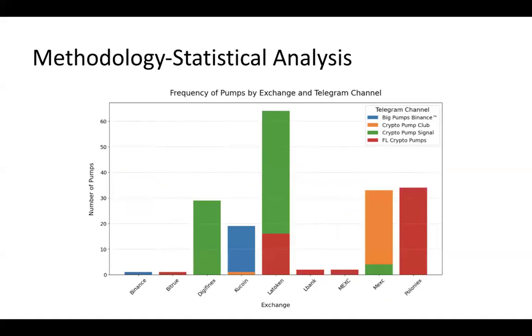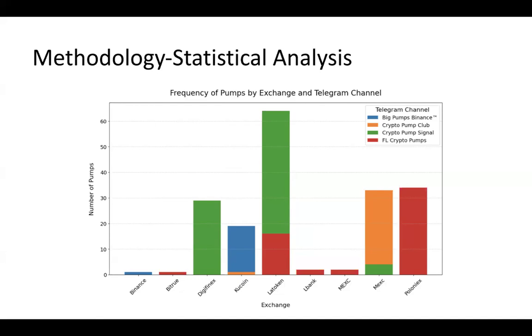After collecting the pump activity data, I conducted a statistical analysis. Contrary to the assumption that pumps should spread across different exchanges to avoid detection, the data shows that organizers typically concentrate their efforts on 1 or 2 exchanges. This strategy lowers the entry barrier for participation, making it easier to join the pump activity.